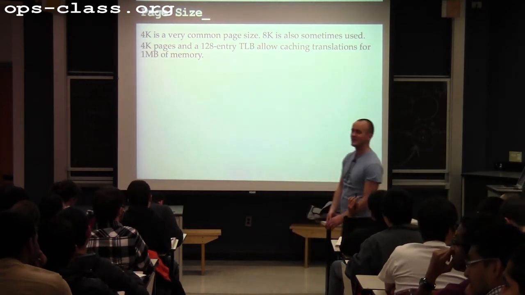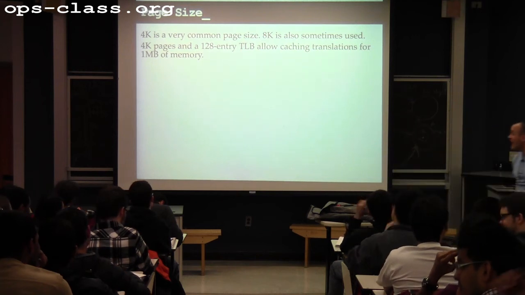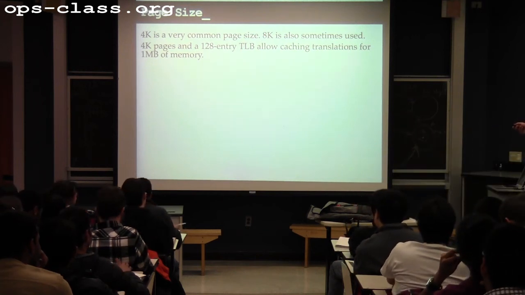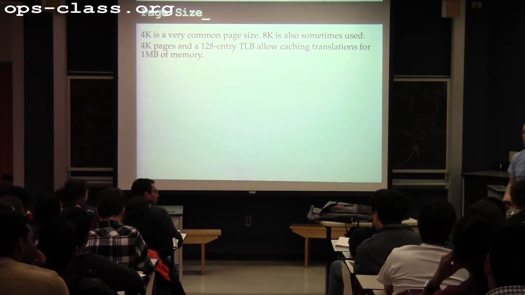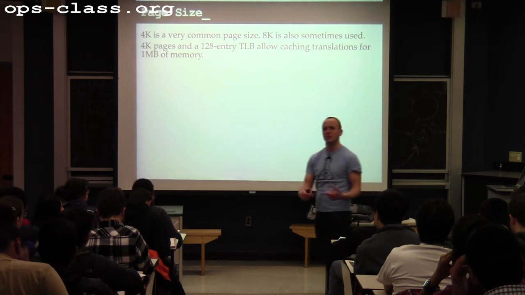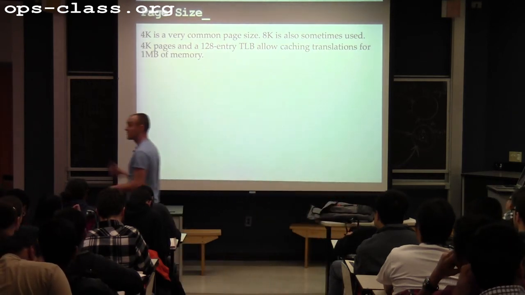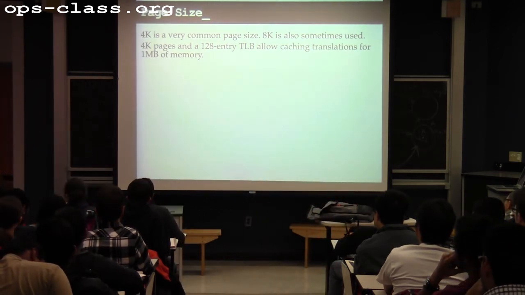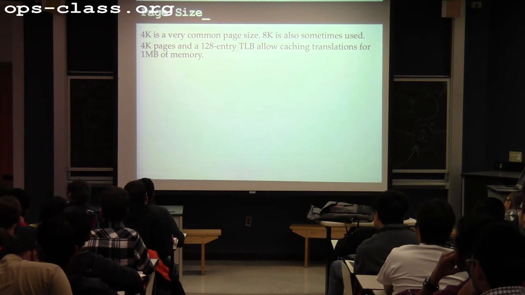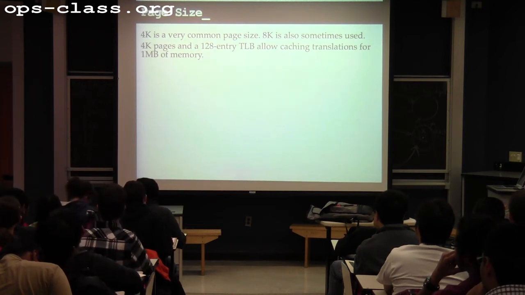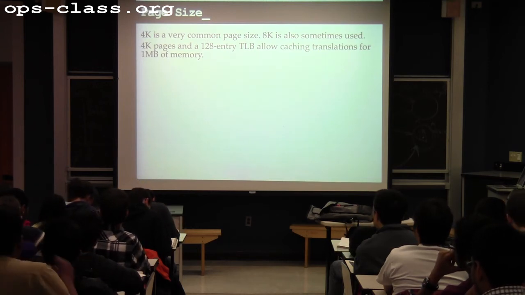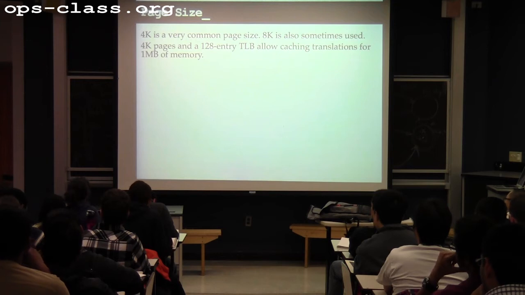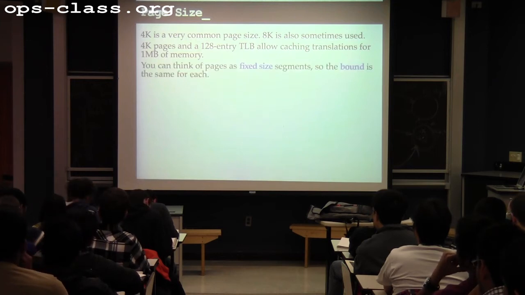Well, the translations don't have to be contiguous. Yeah, this doesn't have to be contiguous, right? So let's say I'm running along and accessing some stuff that's dynamically allocated on my heap and a few local variables on my stack, and of course I'm using the code, and maybe I have some shared libraries. My TLB fills up with the entries needed to cache all of these parts of my address space, right? So the 512K of memory can be sprinkled anywhere it needs to be. The idea is to use it to cache the entries that are the most used. And again, you can think of pages as fixed size segments. The bound is the same for each.